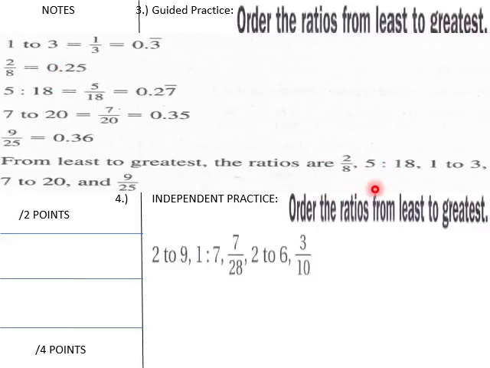0.25. 5 to 18 here is 0.27. So they want you to put these in the original form and list them from least to greatest, now that you've used their decimals to figure out the least to greatest. And then 1 to 3, 7 to 20, and 9 over 25. From least to greatest. Do the same thing here with these: turn these into decimals, and then you should be able to recognize the decimals from least to greatest.